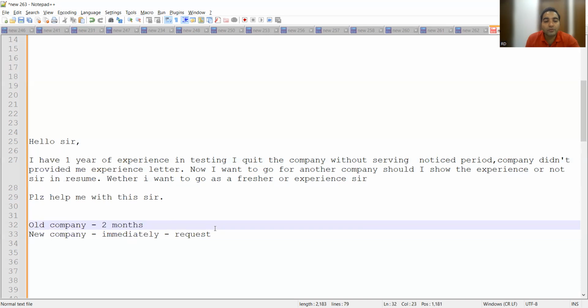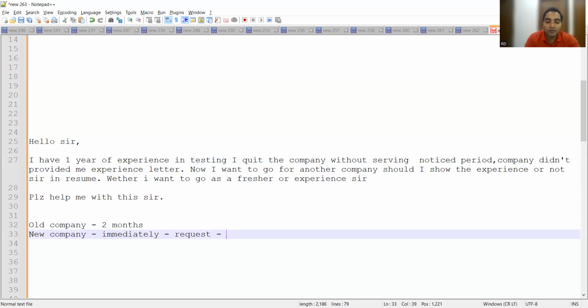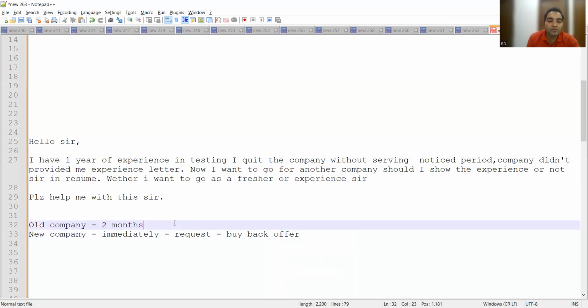to have a buyback offer. Okay. So what does a buyback offer mean? Let's say in the old company, you have 2 months. And if you are not able to serve, then the old company will tell you, okay, you need to pay me some X amount of money.